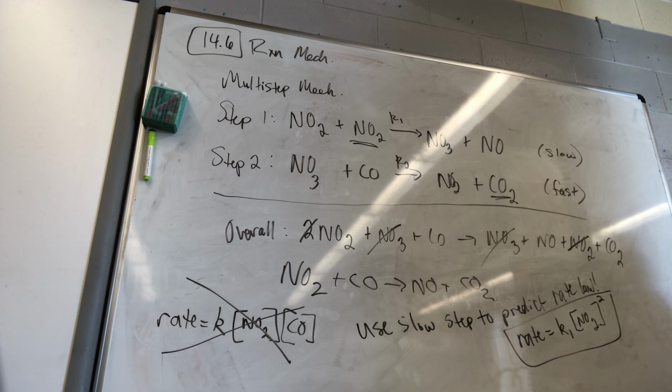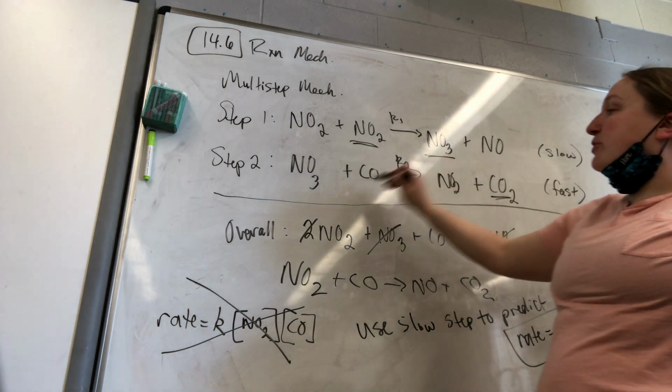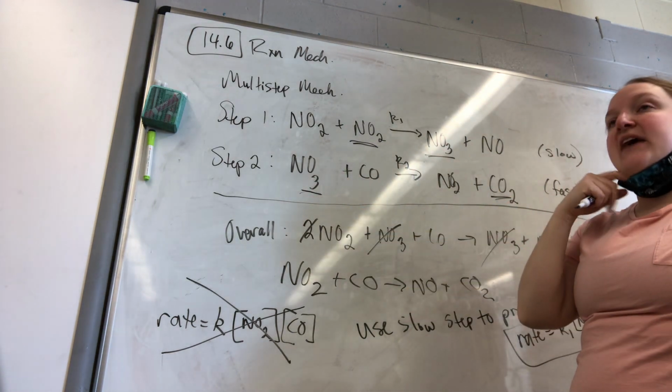And then the intermediate, something that just shows up in the middle, then kind of disappears by the end, like it wasn't there initially. So it's something that got produced and then got immediately used. As it's produced, it's used.